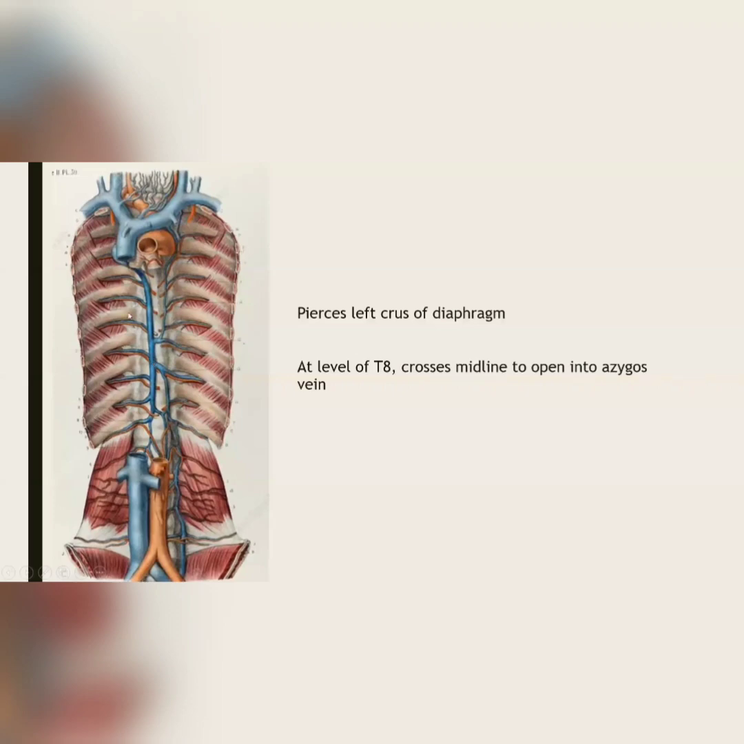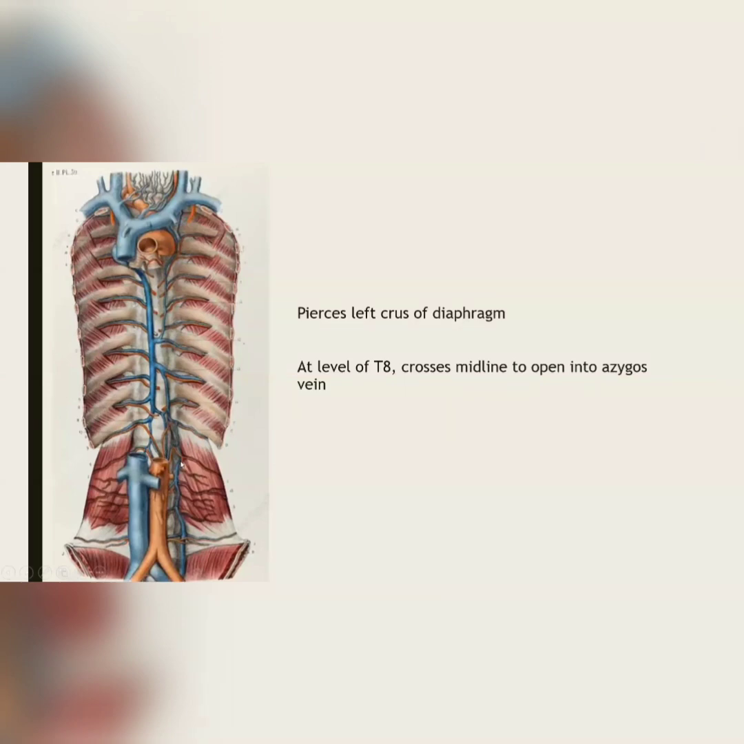So if you remember, the azygos vein forms an arch at the level of T4. So for the hemiazygos vein, the vertebral level is double that of the azygos vein. The azygos vein will form the arch of azygos at the level of T4, whereas the hemiazygos vein crosses the vertebral column, crosses the midline, at the level of T8. And finally, it enters into the azygos vein.